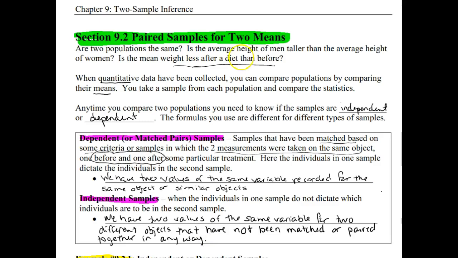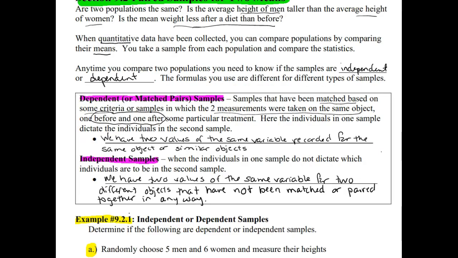In the case where we were talking about the height of men versus the height of women, if we randomly select a group of men and measure all their heights, and then randomly select a group of women and measure all their heights, we've got two different groups that we're measuring the same variable, height, for, but they aren't matched in any way. So it's not before-after. We haven't matched some male with a female based on any other criteria. So those would be independent samples.